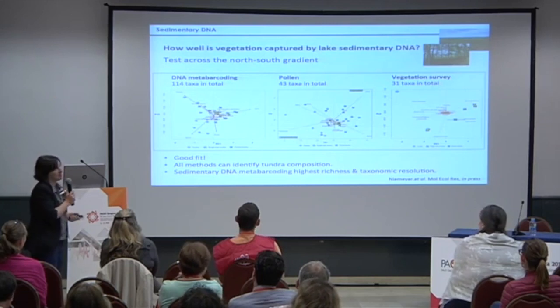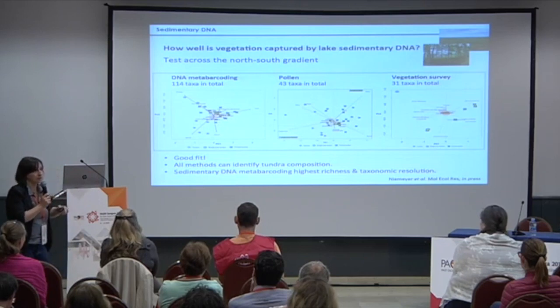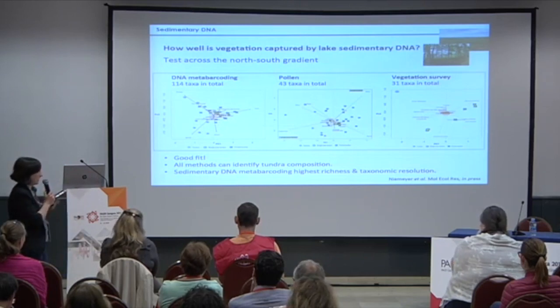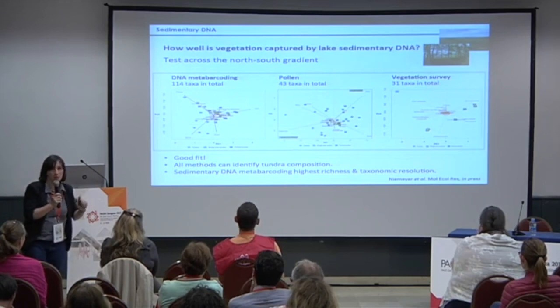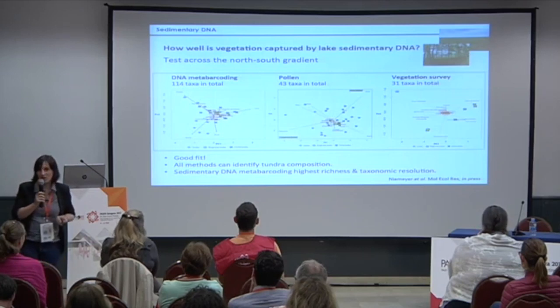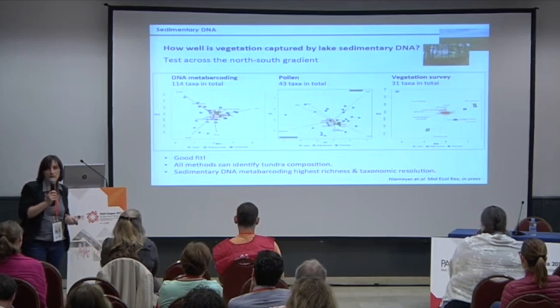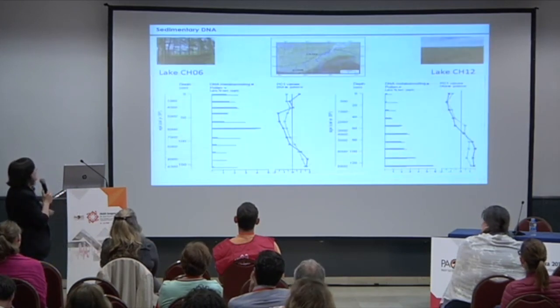We see that all methods can identify the tundra composition, at least compared to all the rest. So the single tree tundra, the forest tundra, or the light northern taiga is really different. When there are trees, we see them, or we don't see them. So let's say we're at least not seeing something that we would be seeing differently if we're looking at the pollen. If it's true or not, that is another matter of debate.